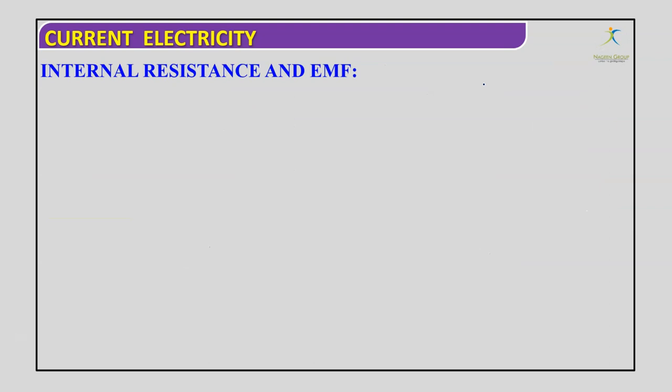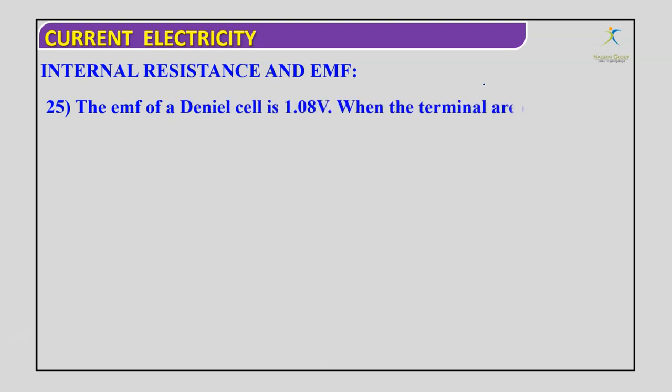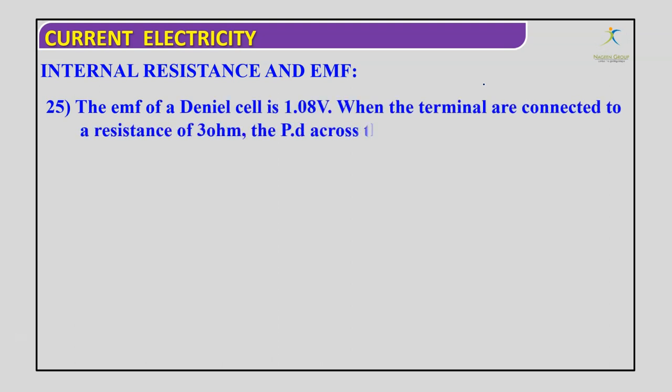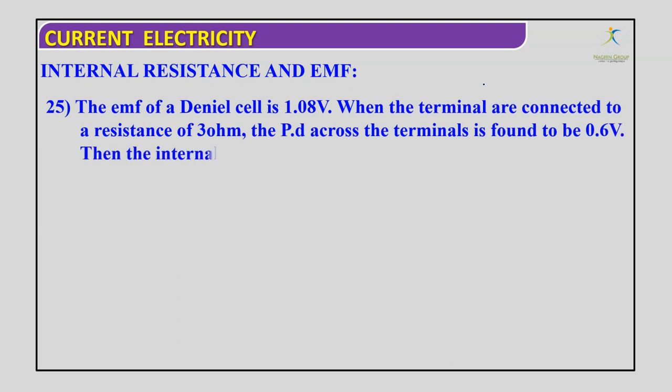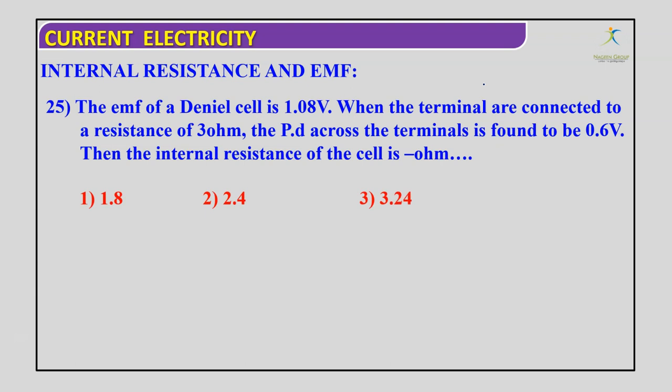So, internal resistance and EMF based questions. Now we are going to solve. The 25th question: the EMF of a cell is 1.08 volt. When the terminals are connected to a resistance of 3 ohm, the potential difference across the terminals is found to be 0.6 volt. Then the internal resistance of the cell is: 1.8, 2.4, 3.24, and 0.2.